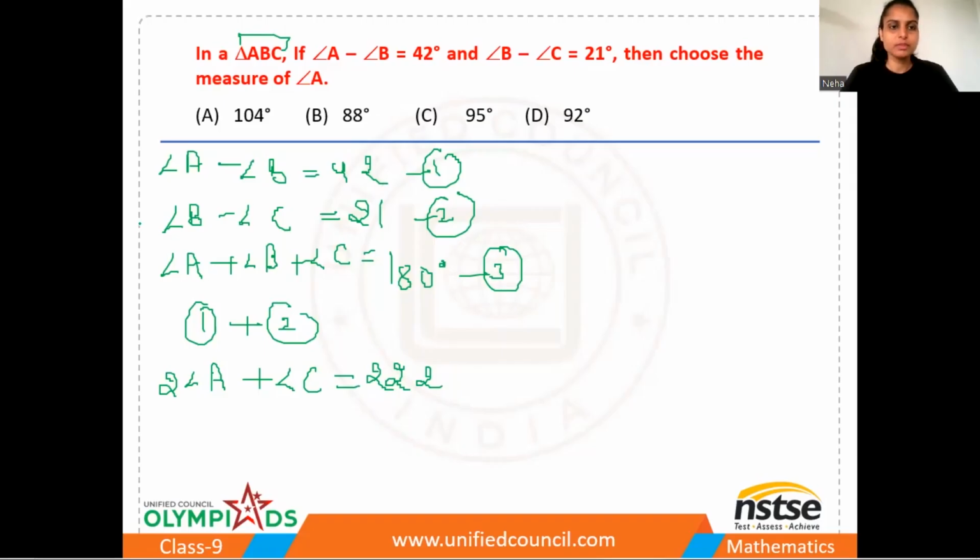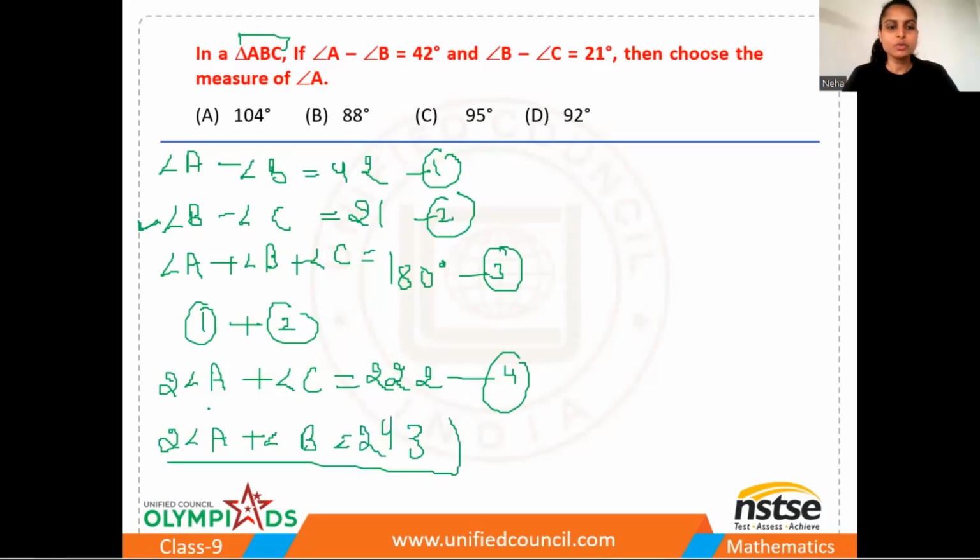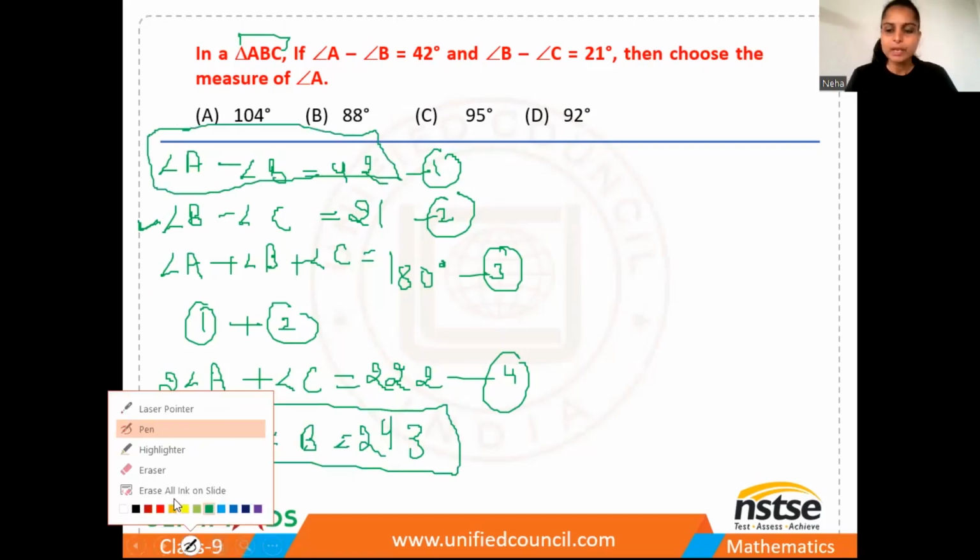So now students, we have the next value, angle B minus angle C is equal to 21. So we can add equation number 2 and equation number 4. So it becomes twice of angle A plus angle B is equal to 2 plus 1 is 3, 2 plus 2 is 4, and then 2. So we have one equation with angle A and angle B, so we can solve the equation and find out the value of angle A and angle B.